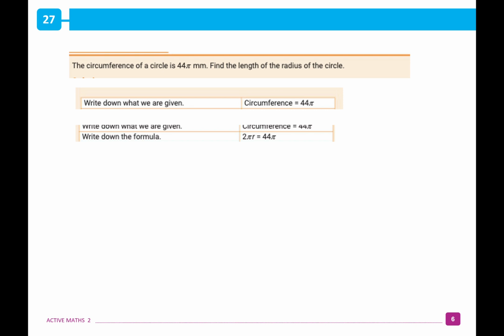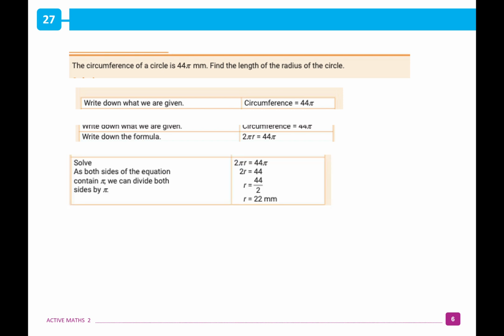We now want to solve for r, so we want r on one side of the equation and everything else on the other side. The first thing we can see here is that there's a pi on both sides of the equation, so they cancel out. We're left with 2r equals 44. r is equal to 44 over 2. Therefore, r, our radius, is 22 millimeters. Please pause and take down this example.